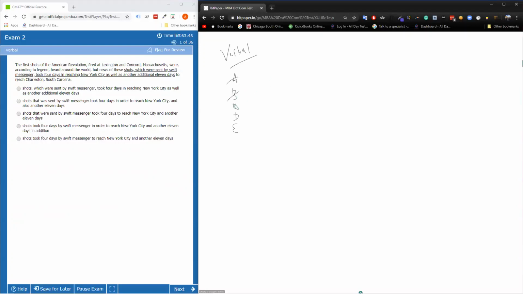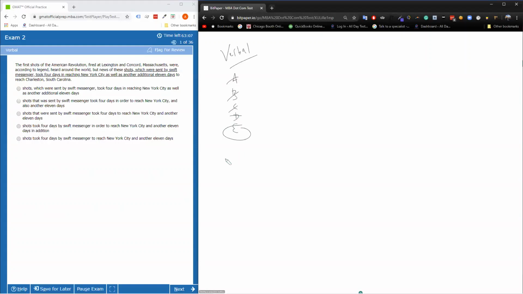I don't think that were, same mistake. News should be a was. But news of these shots took 4 days by Swift Messenger in order to reach New York City, another 11 days, in addition to reach Charleston, South Carolina. Another in addition is redundant.